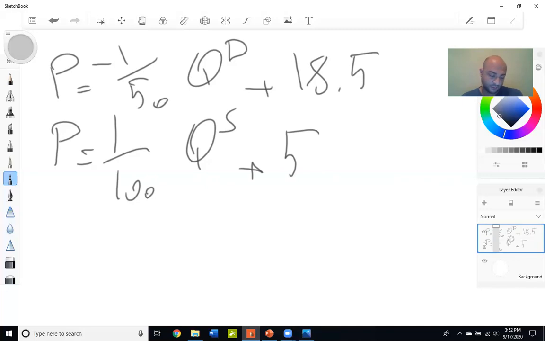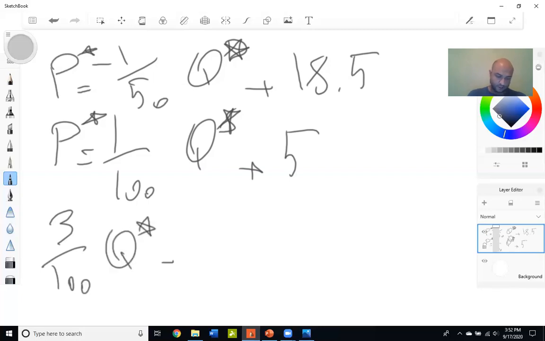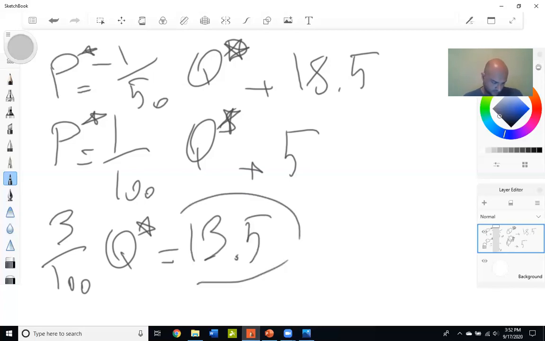And at equilibrium, again, remember, prices are equal and quantities are equal now, because both I, the consumer, and Pizza Hut, the supplier, agree on the same price. So it will be something like this. This goes there, this goes here. It would be 3 over 100 multiplied by Q star equals 13.5. Boy, I don't like this number. Let's see, what's our Q star?